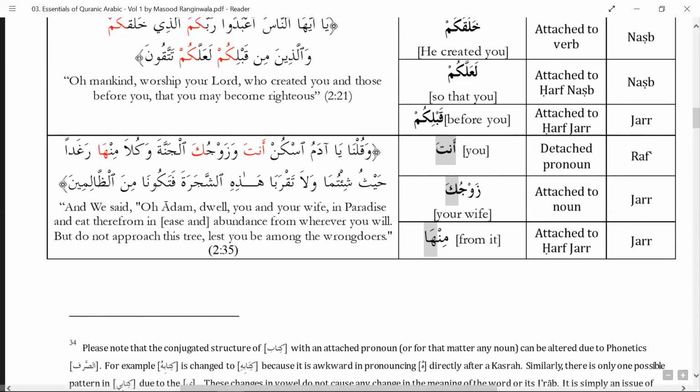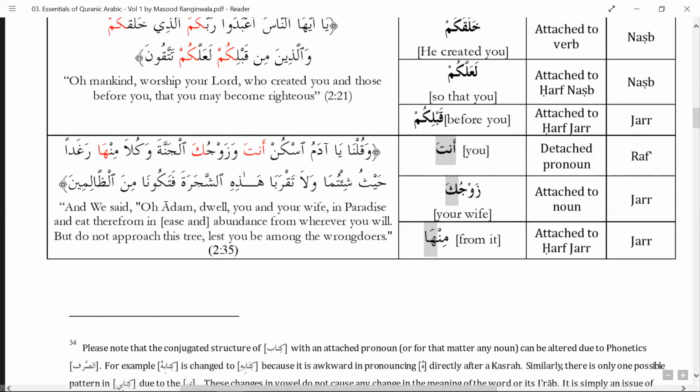And we said, O Adam, dwell you and your wife in paradise and eat therefrom in ease and abundance from wherever you will. But do not approach this tree, lest you be among the wrongdoers. And for ease, the red words are highlighted, which are the attached or the detached pronouns.